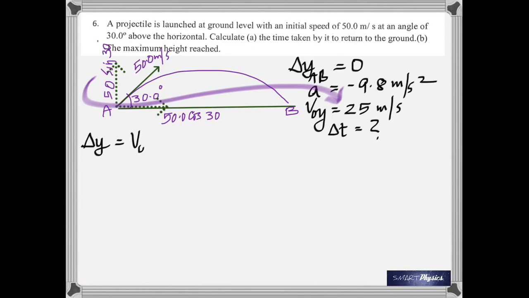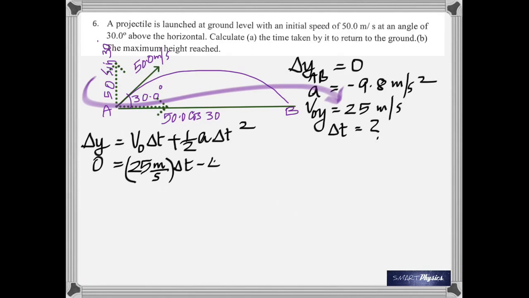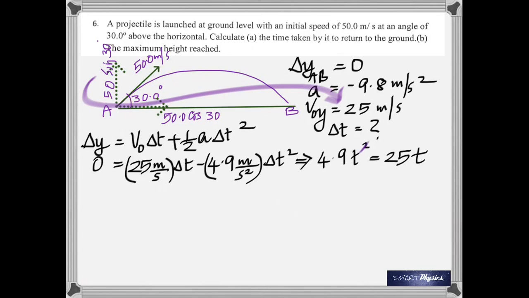The equation we're going to use is delta y is v naught t plus 1/2 a t squared. Delta y is 0. V naught y is 25, delta t, okay, becomes negative 4.9 because a is negative 9.8. Rearrange that. The t squared and the t will get cancelled. And you get the time as 25 by 4.9, which is 5.10 seconds.